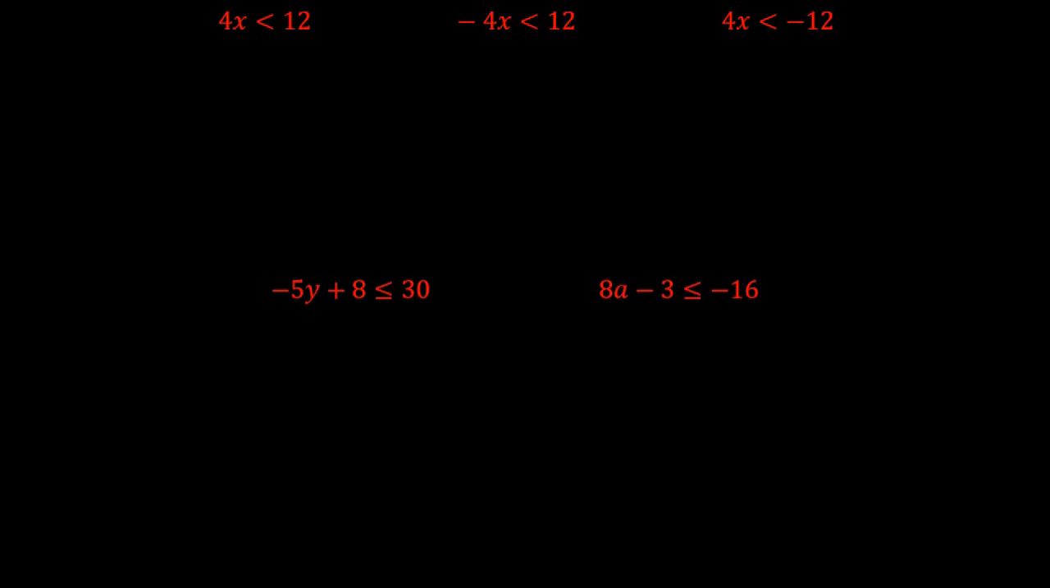So solving linear inequalities is pretty much the same thing as solving equations. We'll see the difference in a moment. So the first one is 4x is less than 12, so we're going to divide both sides by 4, and it's going to be x is less than 3.